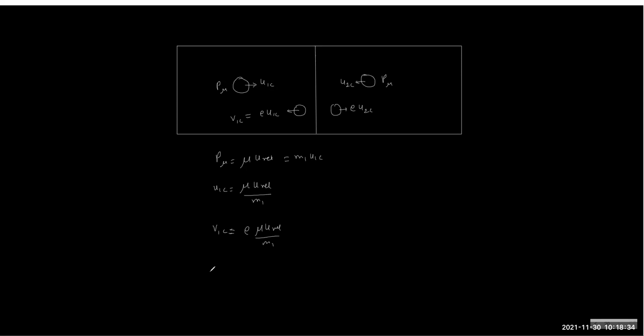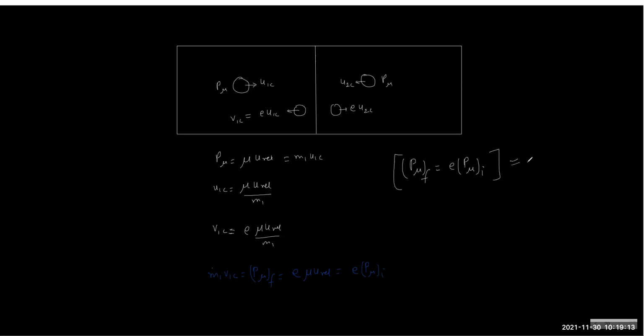So I can say that the final momentum, m1 multiplied by v1c, which is the final momentum of the particle, is E times mu into U relative. Basically, I can say it is E times the initial momentum. So this relation always holds true in the CM frame. So even directly, P mu final is equal to E times P mu initial.